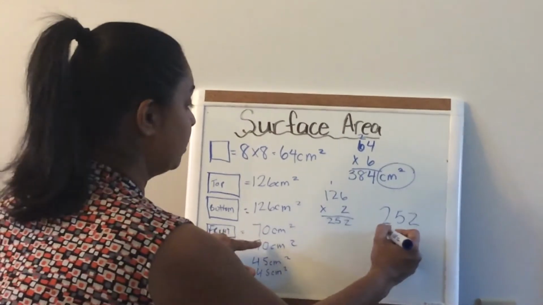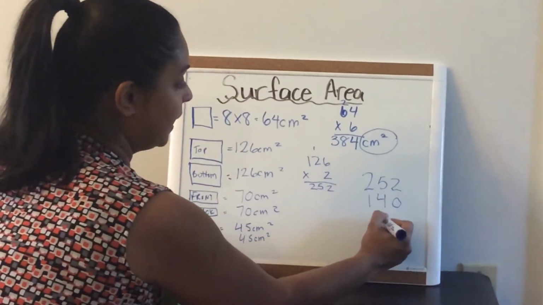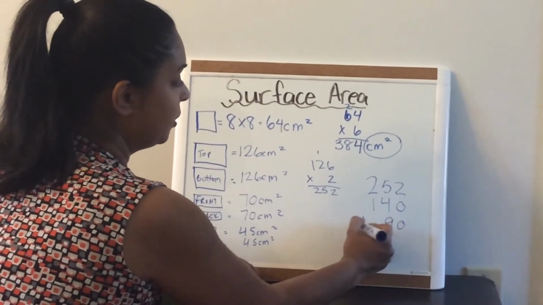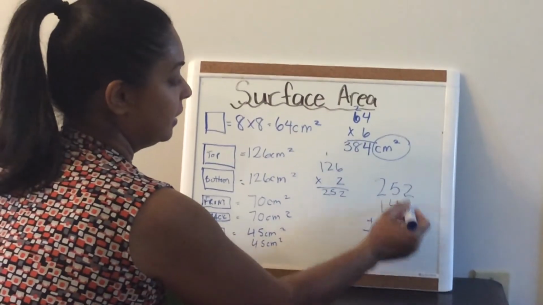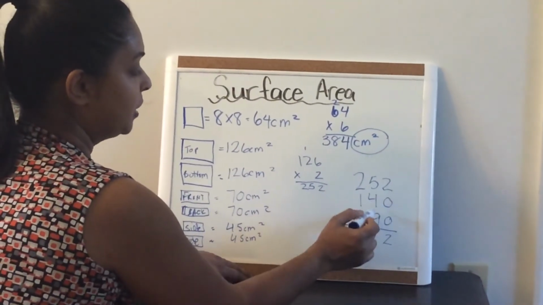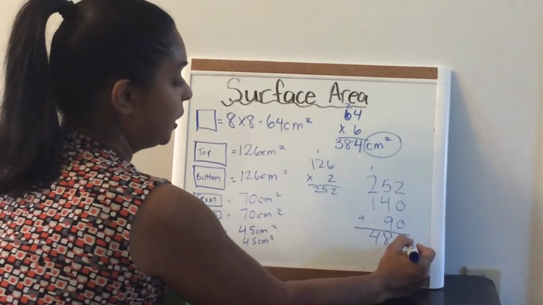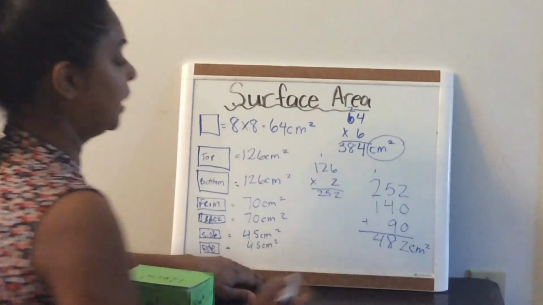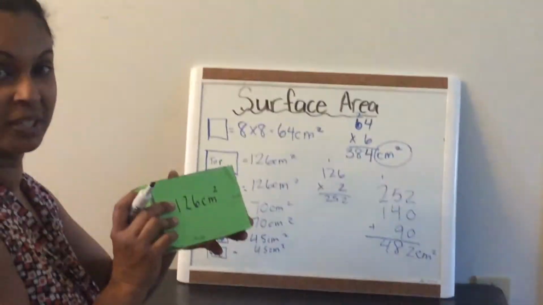Front and back together will be 140, and the two sides are 90. So I'm going to add that up for a total surface area of all 6 of these rectangles. So 2 here, I have 5 and 4, which is 9, plus another 9 is 18, and then 4. So 482 centimeters squared for the total surface area of my rectangular prism.